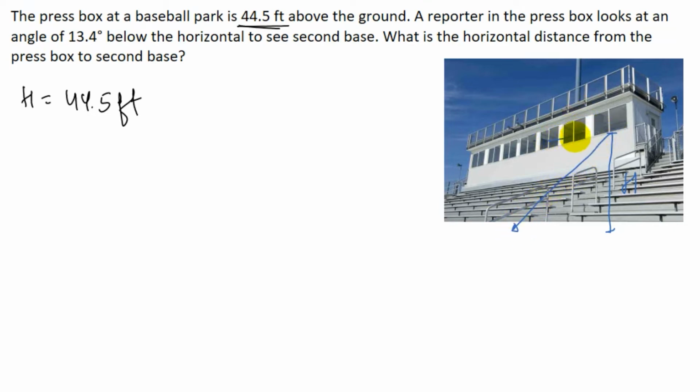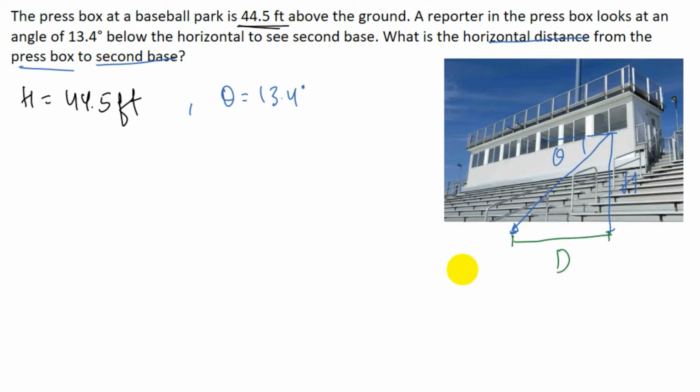And this angle theta below the horizontal, this is theta, and this theta we are given to be 13.4 degrees, and this we have taken to be second base. Now the question says, what is the horizontal distance from the press box to the second base? So what they are asking is this distance. Let this distance be d.